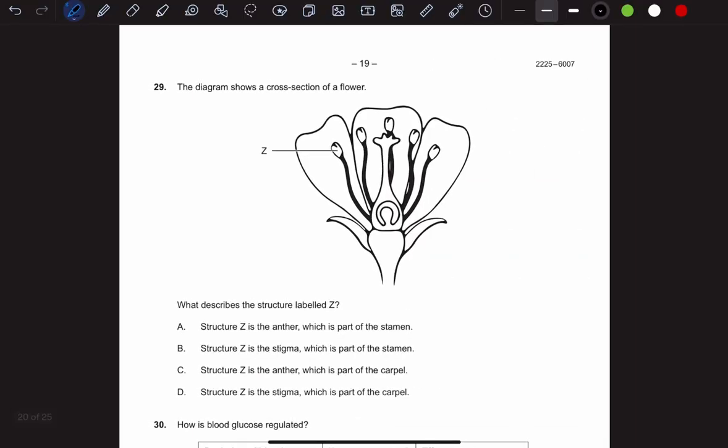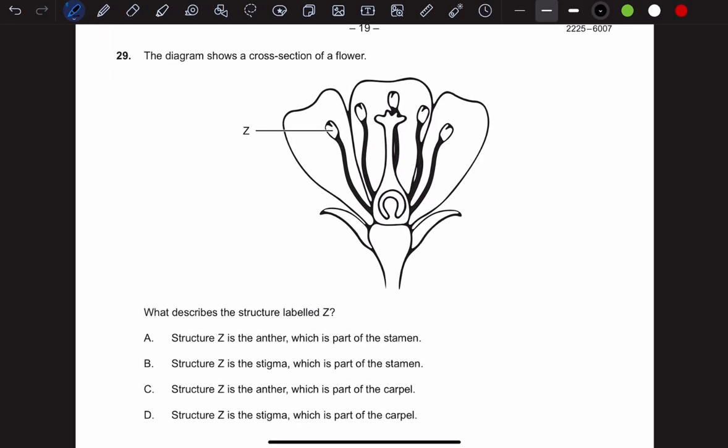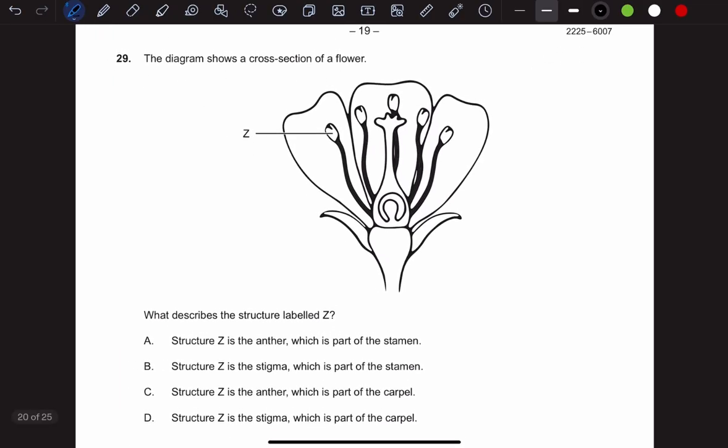Okay, 29. The diagram shows the cross section of a flower. What describes the structure labeled Z?